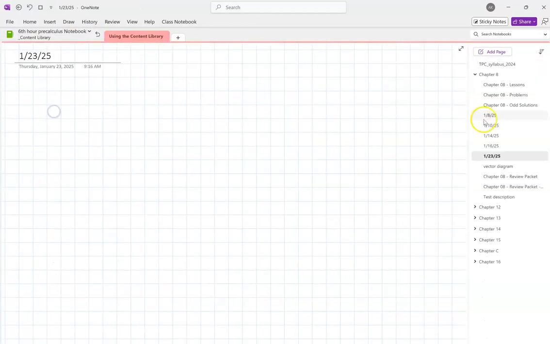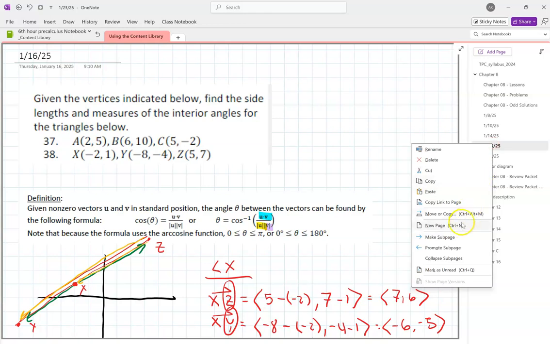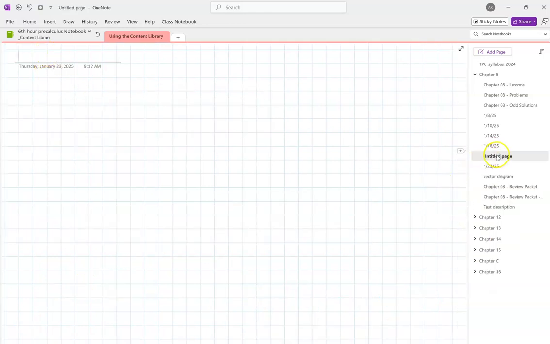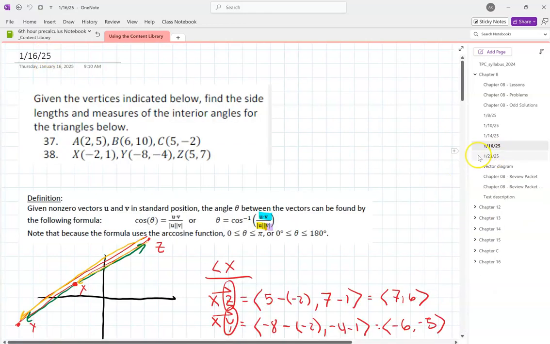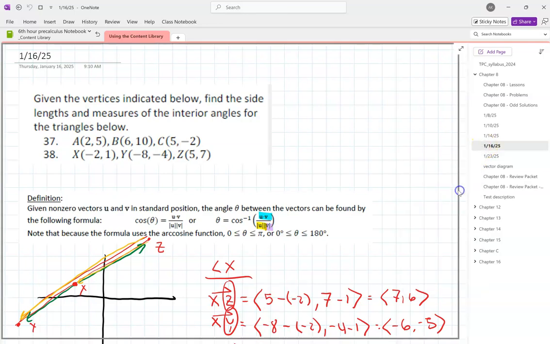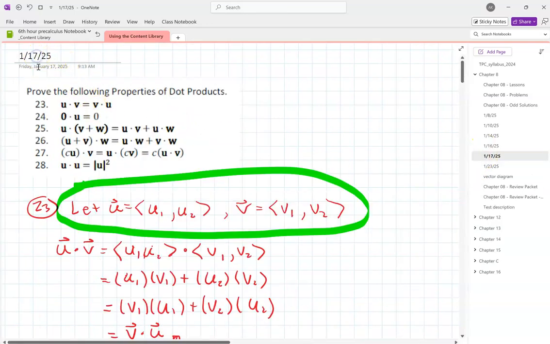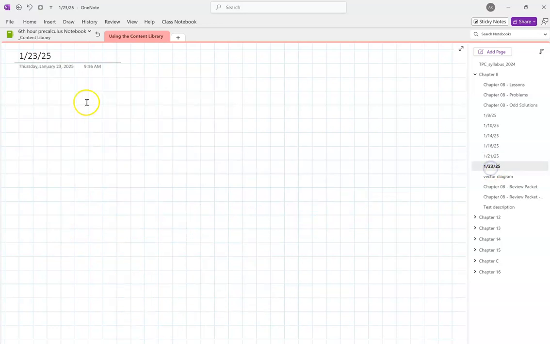I'll drop those notes in from the other class. Oops, that's what I meant to do. Paste. And this would have been, what was yesterday or Monday, Tuesday. All right.